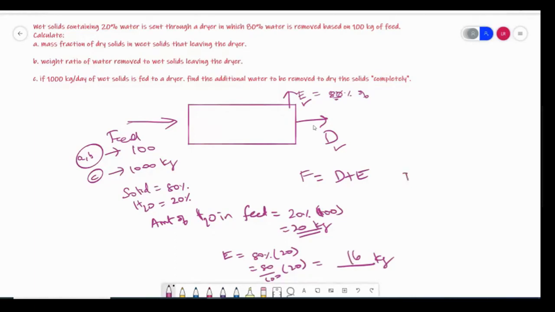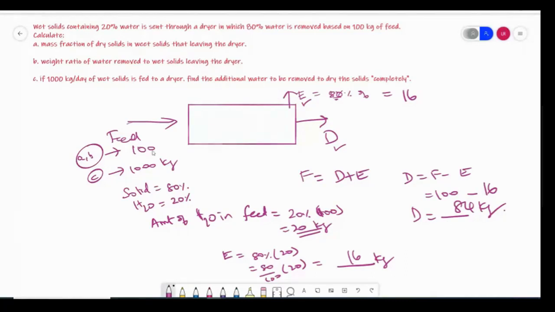Okay. So what is D then? D equals F minus E. E is 16, F is 100. So we get D equal to 84 kg, right? So now go to the second part of the question.